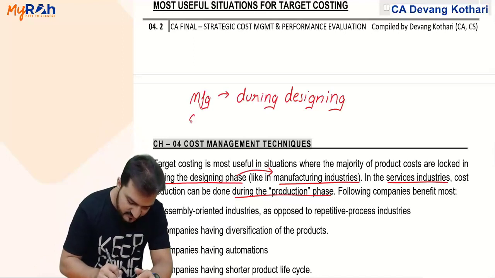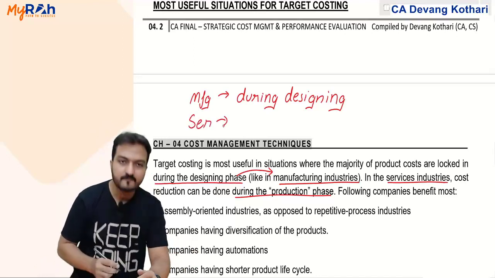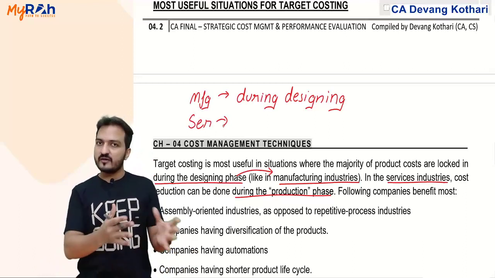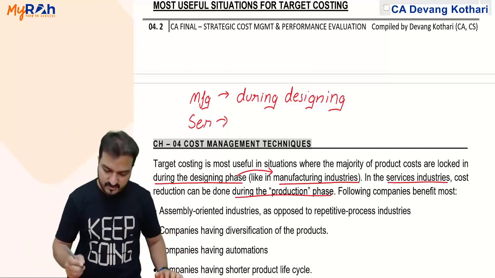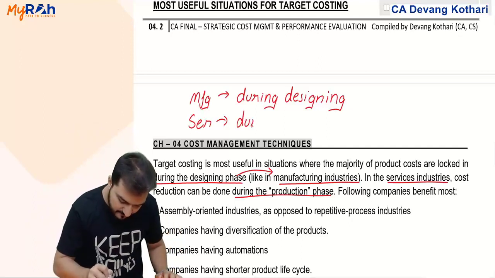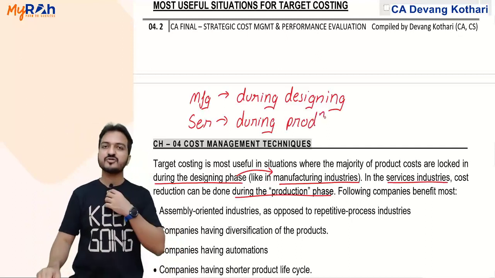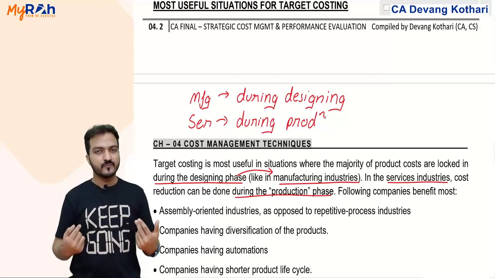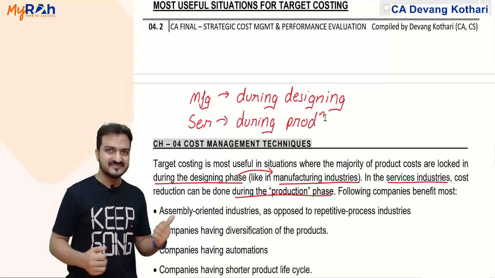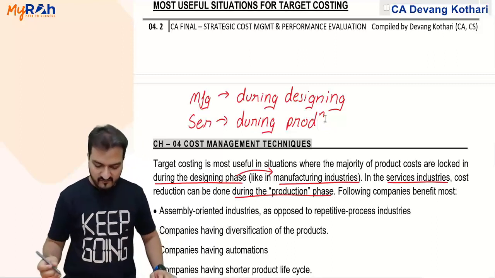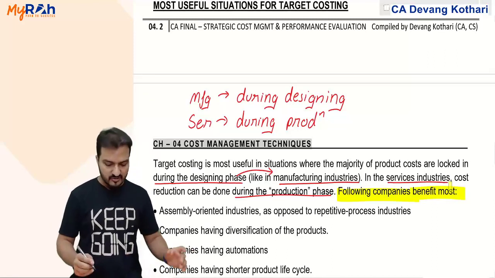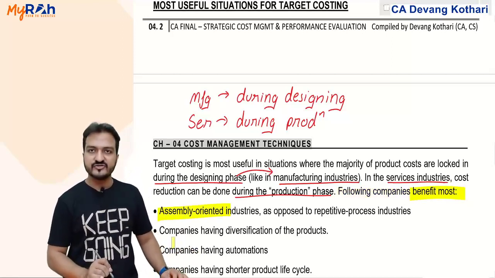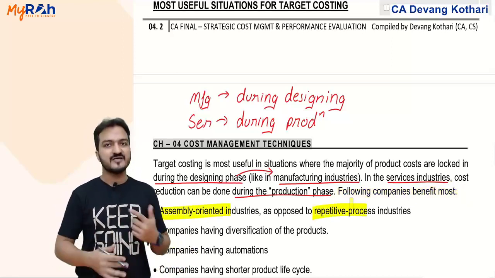While in the case of service industries, there is no specific design for how I give the service. Every time I might be giving different kinds of services. So for a service industry, target costing is done during the production phase. During production meaning while giving the services, while providing the services. This is a major difference here. Anyway, in general, for the following companies, target costing will be most beneficial. Companies which are assembly oriented industries, as against the companies having repetitive, same kind of processes.